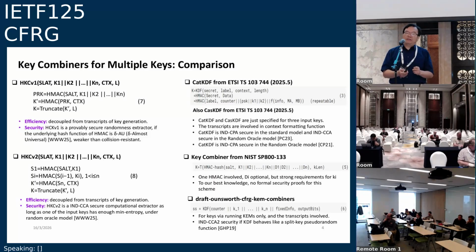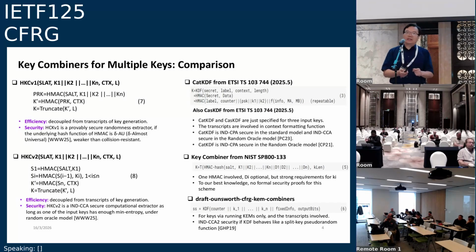Our first scheme has a better security proof, because it can be proved secure under a weaker assumption, the standard assumption for hash functions, collision resistance. It's even weaker than this one.